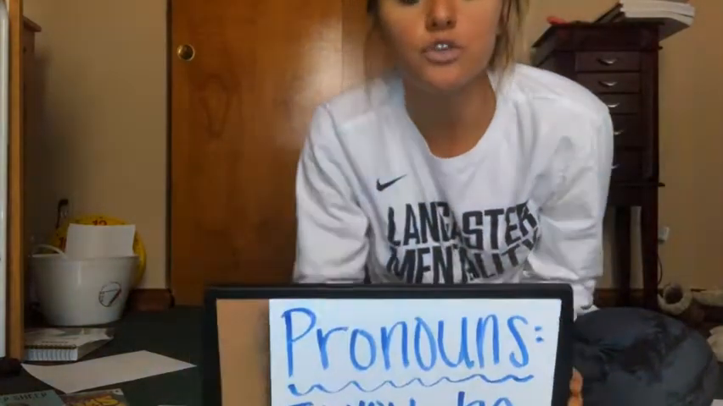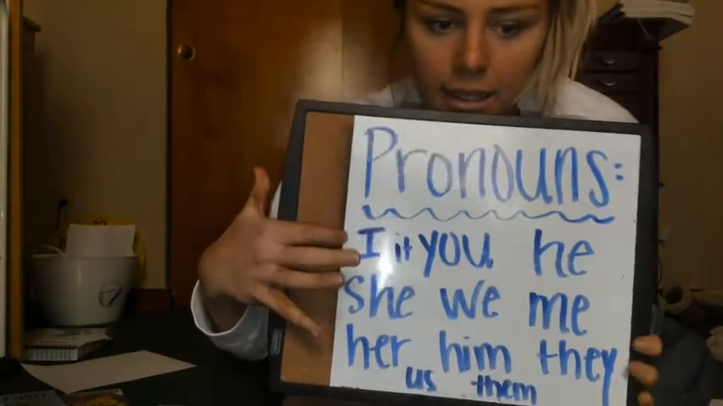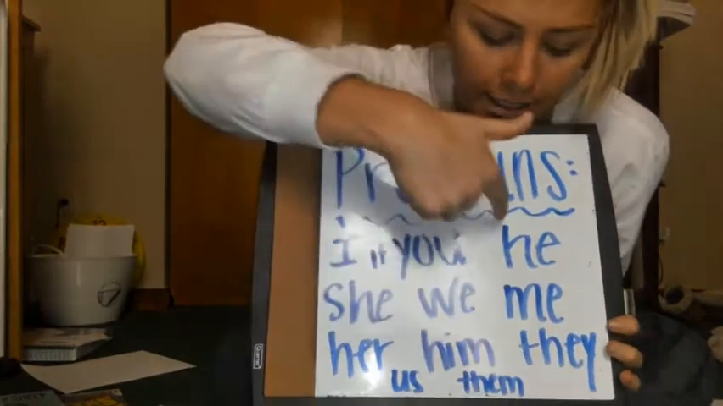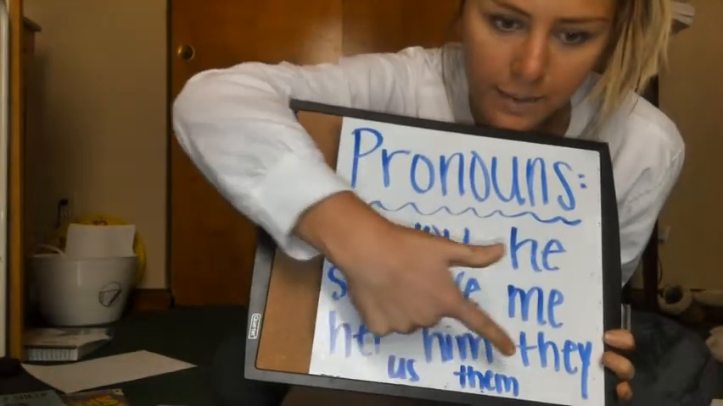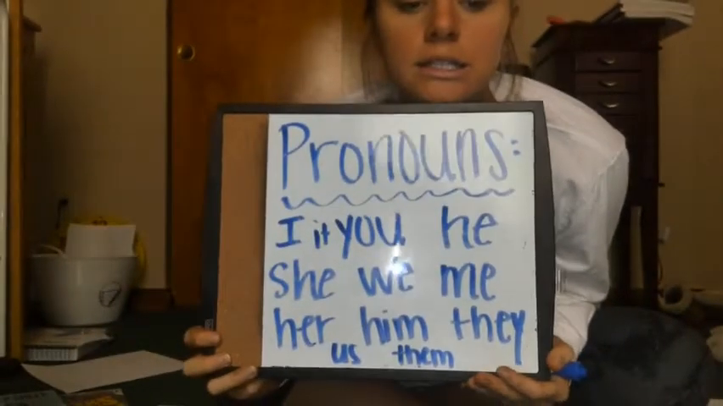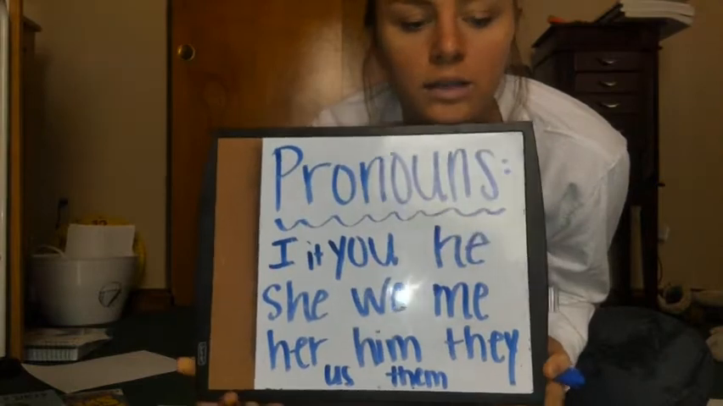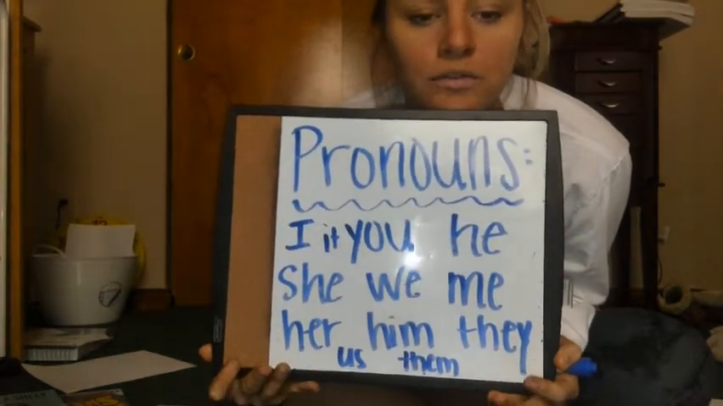Say pronouns. So a pronoun is a word that you can put in place in a sentence for a person, place, or thing. You can take out the noun in a sentence and put a pronoun in instead. There are 12 pronouns: I, it, you, he, she, we, me, her, him, they, us, and them. These are all words that we could put in our sentences. We could take out a noun and put one of these in place. It's just whatever one would fit best.